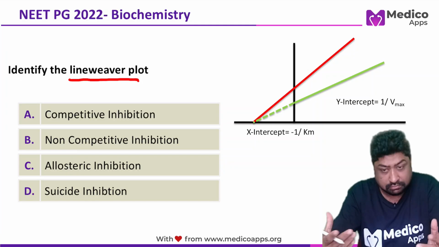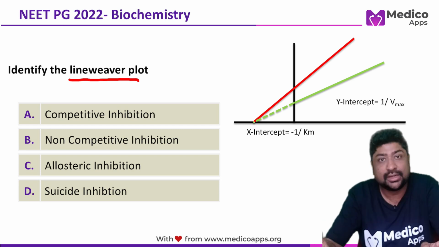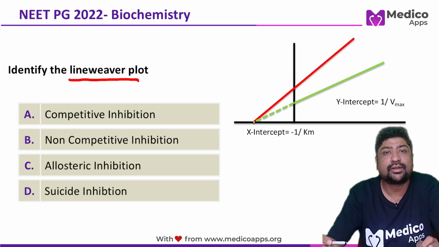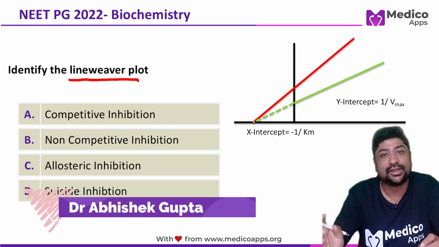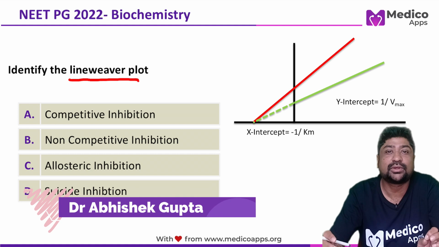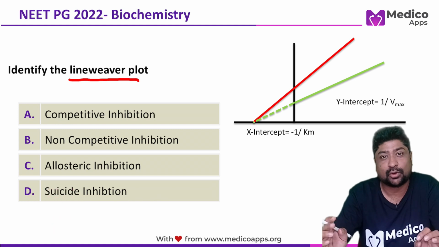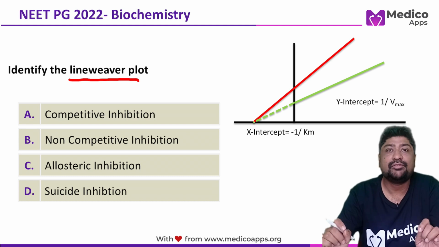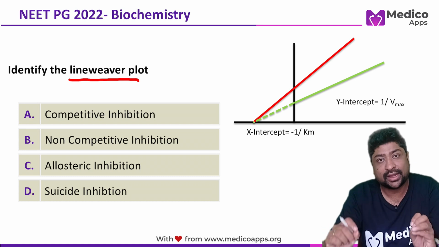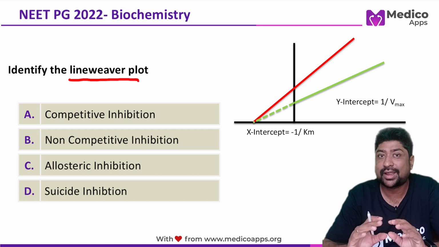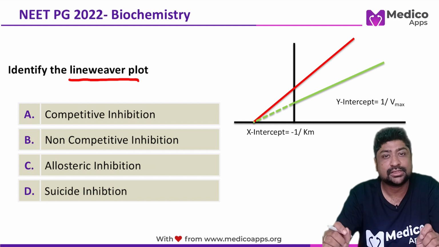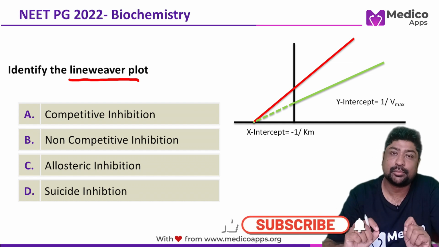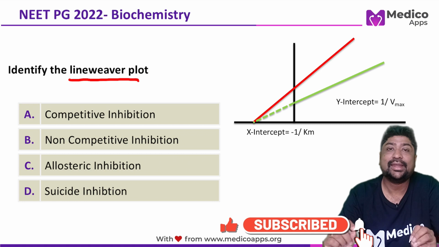Now, Lineweaver plot, enzyme inhibition, these are very critical topics, and not only are they critical topics but most of my students will find it very difficult. So the moment they see this question, they will leave it or mark it wrong. So in the next 5 minutes, I'm going to tell you a very easy method to identify any Lineweaver plot. Any Lineweaver plot, any type of enzyme inhibition, you will not have to memorize anything. Just by basic concept, you will be able to identify any Lineweaver plot.